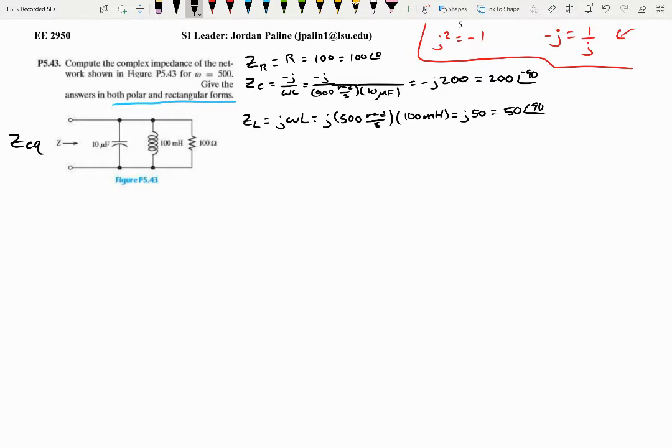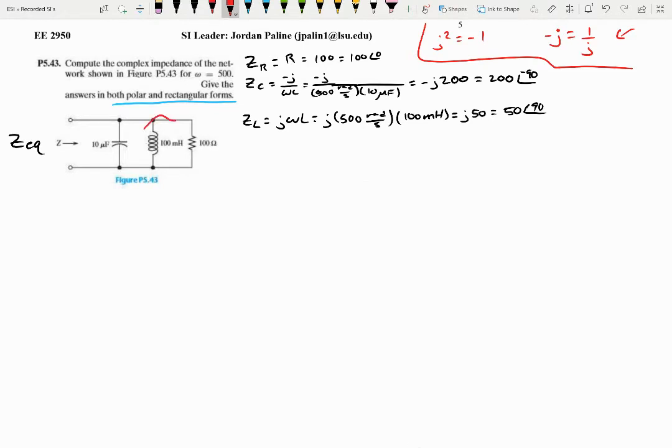So I kept all the values that I solved for originally last time, so I don't have to repeat myself there. Last time what I did was I took Z parallel equal to 1 over ZR plus 1 over ZC plus 1 over ZL. But that takes a long time, and I don't like doing that.